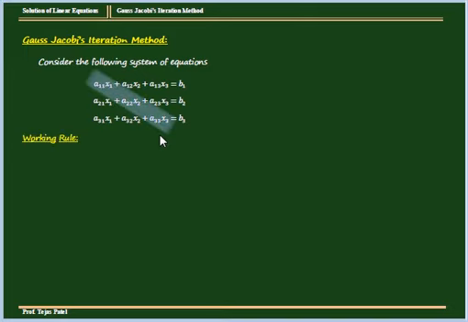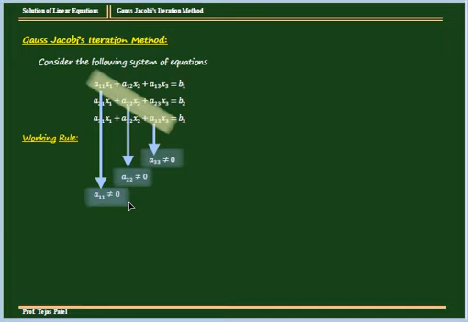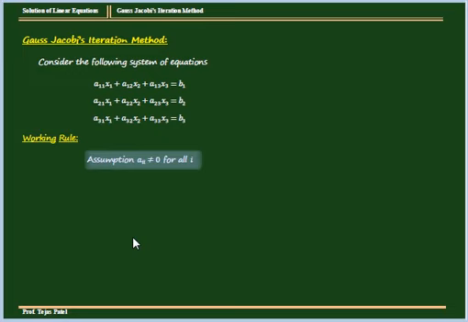First of all, the main diagonal. Here we can see that in the first equation, the main diagonal element is a11. In the second equation, the main diagonal element is a22, and in the third equation it is a33. These are the pivots. We have to check that all the pivots are not equal to 0. If any of them is 0, then we have to rearrange the system. For that we will interchange the equations. If any of them is 0, then we have to rearrange the system.